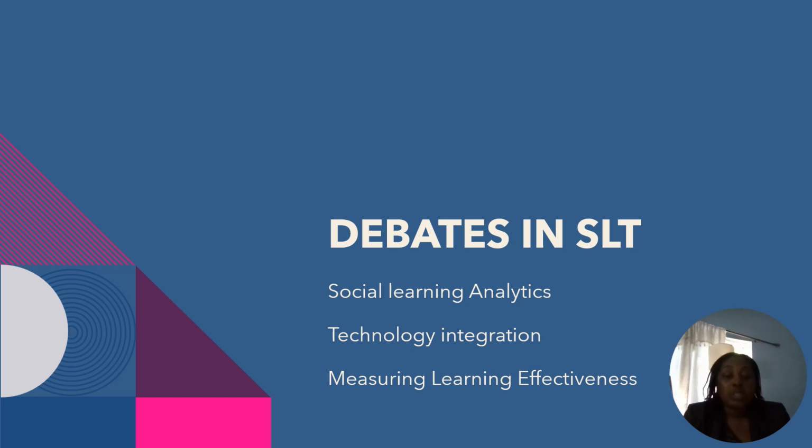And there's also a debate about the need for measuring learning effectiveness. More research is needed to understand how social learning spaces impact students' learning outcomes and to develop effective assessment strategies so that we can analyze if learning is indeed taking place and, if it is, how effective it is.